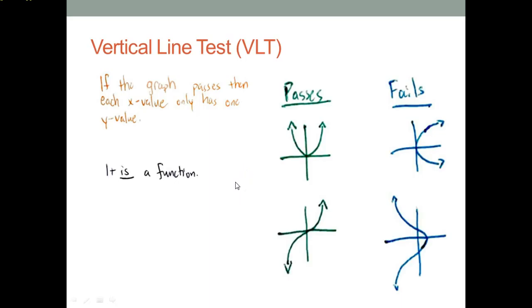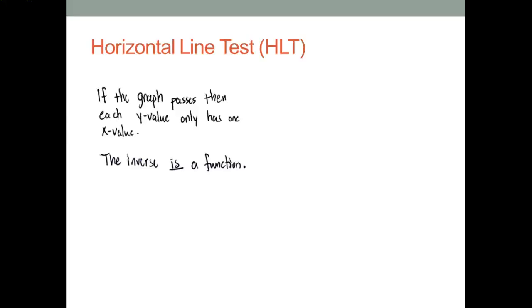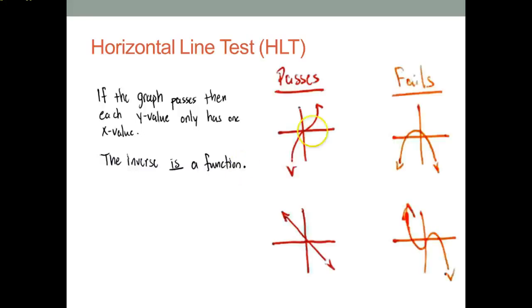once. And the same thing is true for the horizontal line test. It is performed the same way, but what it means is if it passes, then each y value has only one x value, and the inverse of that graph is a function. So again, let's take a look at some passes and fails.